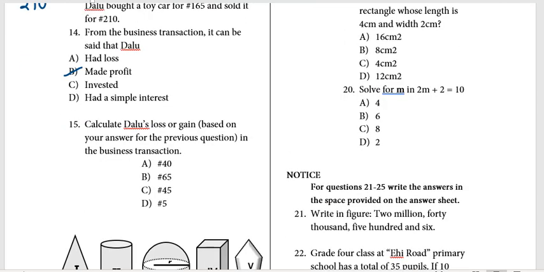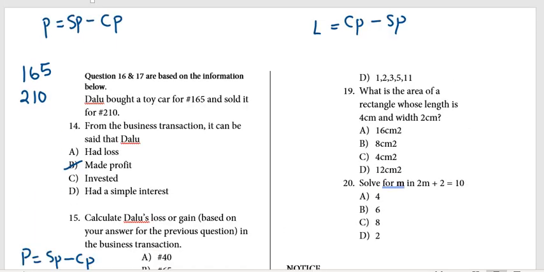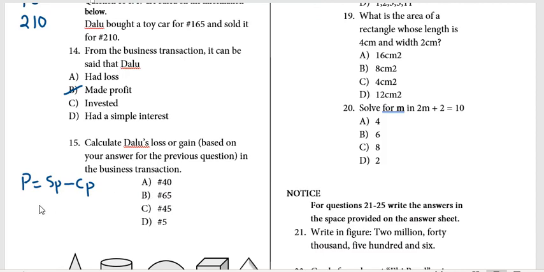They said calculate Dalo's loss or gain based on your answer to the previous question. From the previous question we said he made profit, right? And from our formula, profit is selling price minus cost price. So what is the selling price? He sold it for 210. So selling price is 210, right? He sold it for 210 while he bought it for 165. Okay, so let's do that here.